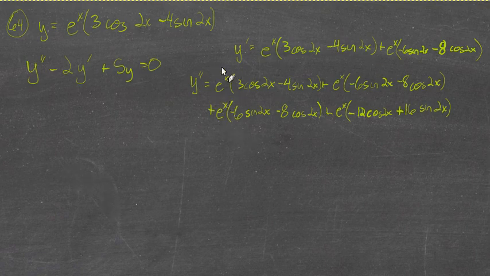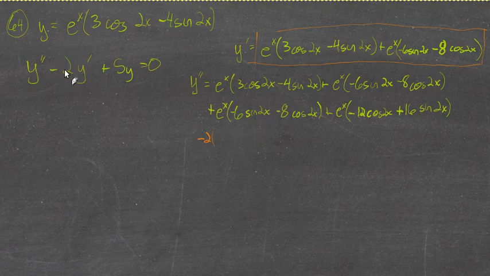Okay, so here is y double prime. So let's just save ourselves some work and some space, and we'll just say this is y double prime. We'll use it, and from that we will subtract, actually, 2 times y prime. And actually, I'm imagining that we're going to get a bunch of sines and cosines of 2x, and they're all going to subtract each other away. So I'm going to distribute this e to the x just to save us some time.